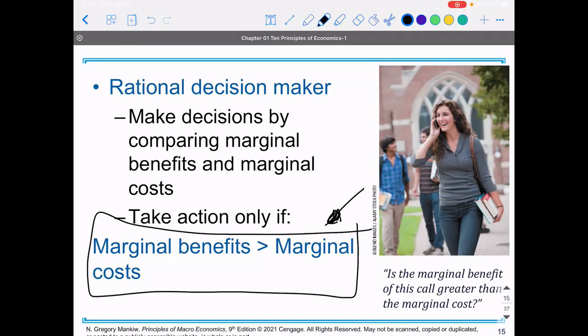Okay, anyway, if you're considering getting a tattoo for this course, this would be a great thing to get a tattoo of. That when you decide to do something, it must be because the marginal benefits, the benefit to doing it one more time, exceed the costs to doing it one more time.